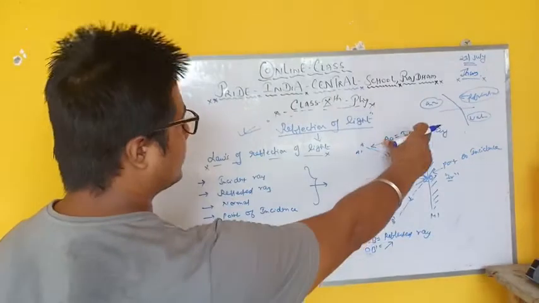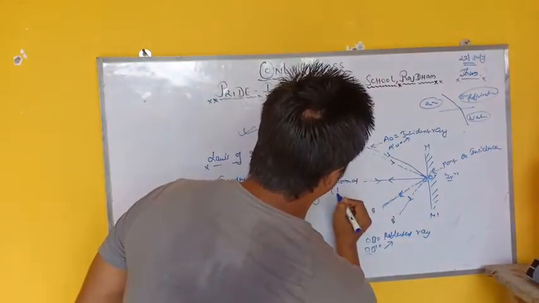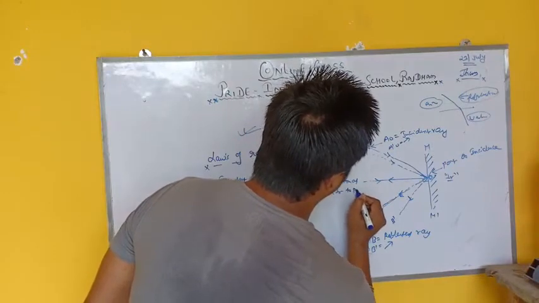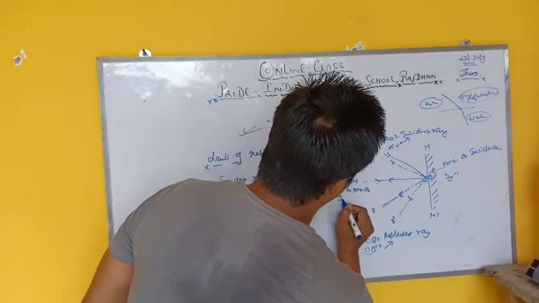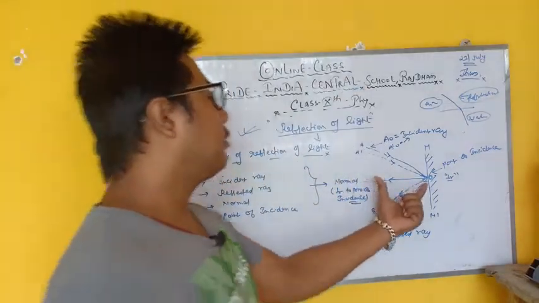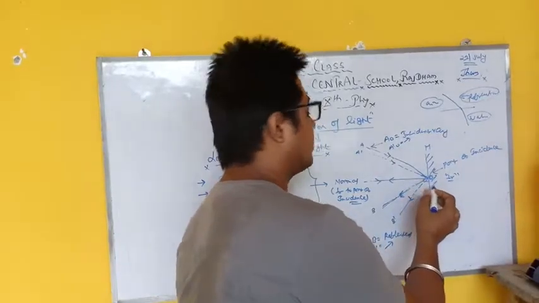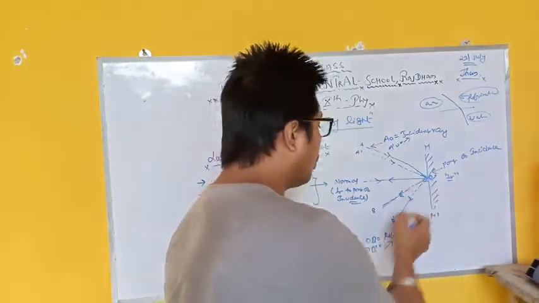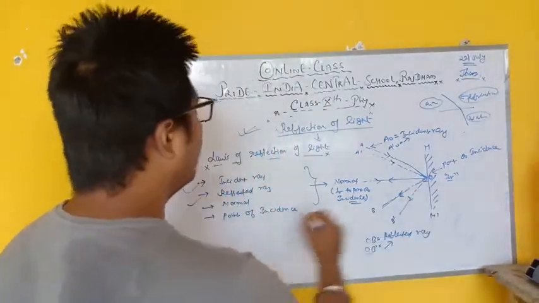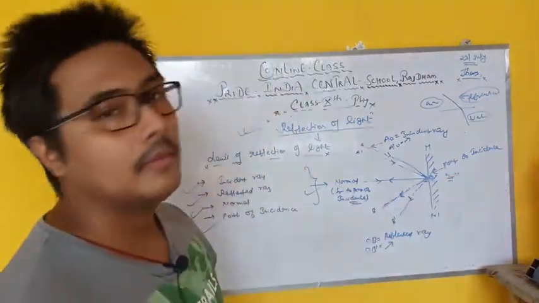So AO is known as the incident ray. This is known as the normal, which is always perpendicular at the point of incidence. AO is the incident ray, A dash O is also the incident ray. OB is the reflected ray, OB dash is also the reflected ray. This is the normal, and this is the point of incidence. I think this might be very much clear to you.